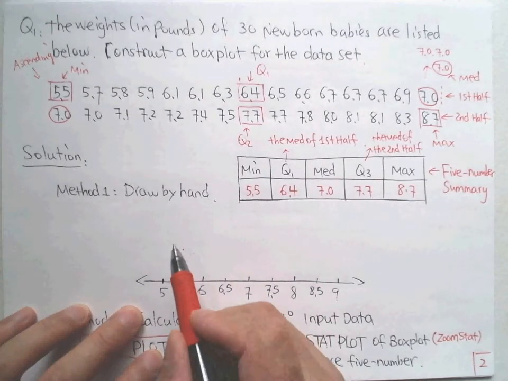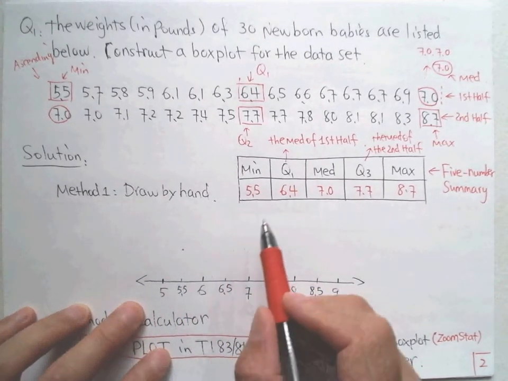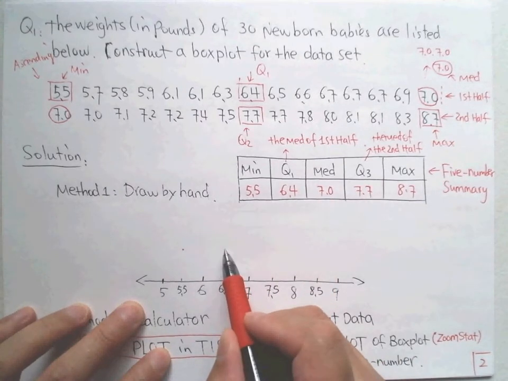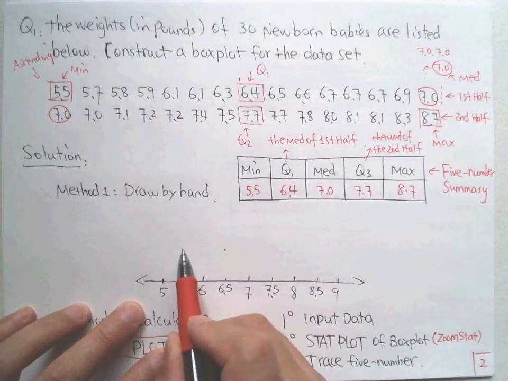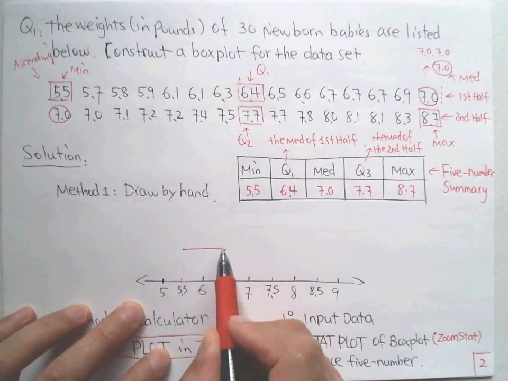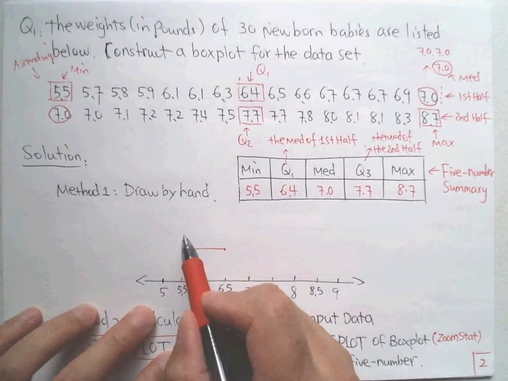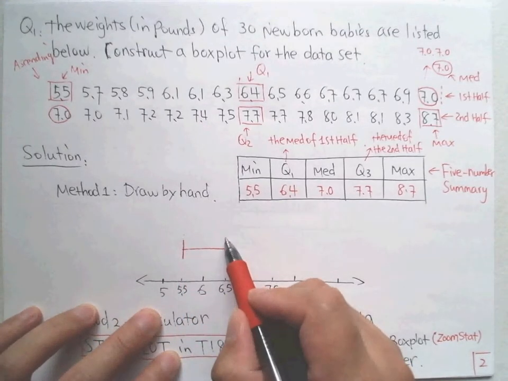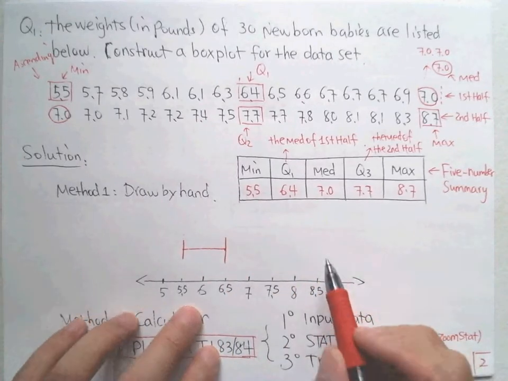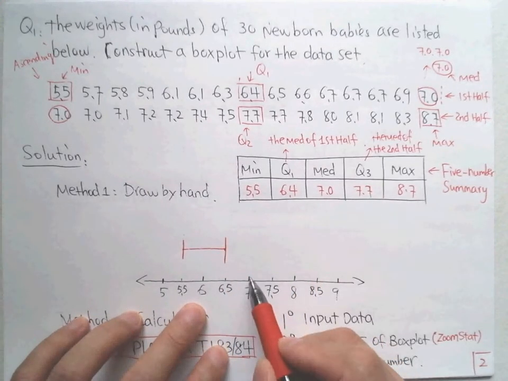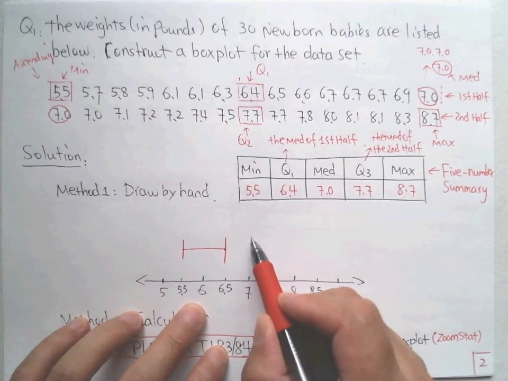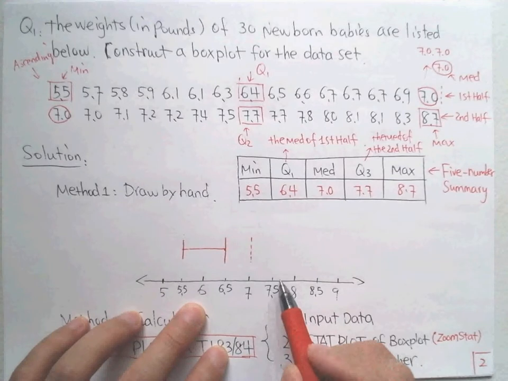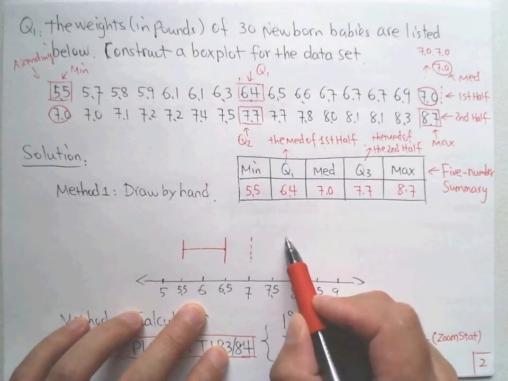Okay, and then 6.4, 6.5, 6.4. So probably I say it's here. So probably you can link this too, right? Or first you can put this whisker. That's a little bit, so I put this a little bit longer. And then 7.0, the median. 7.0 exactly is here. I usually use a dot plot, dot 9.